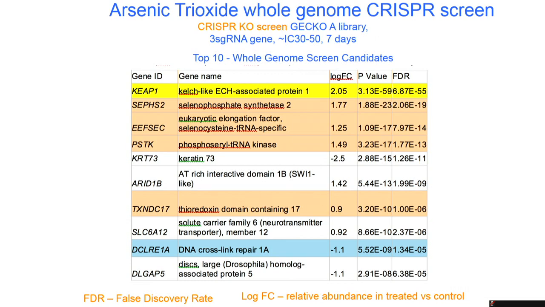So in this case, what this means is that knockouts of KEAP1 are enriched in the population, and so knockouts of KEAP1 are resistant to arsenic trioxide. Similarly, these genes, which I'll talk about later, involved in selenocysteine metabolism, are enriched in response. Then there are also other genes which are actually sensitive.